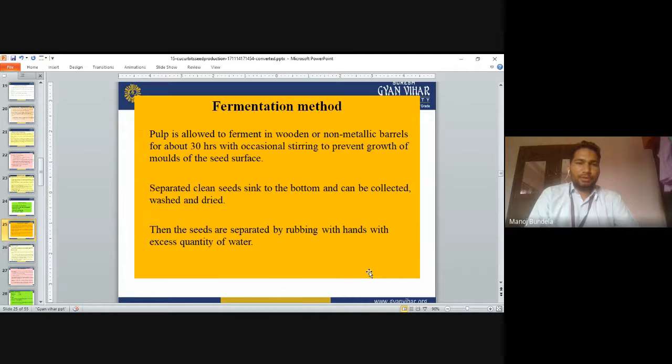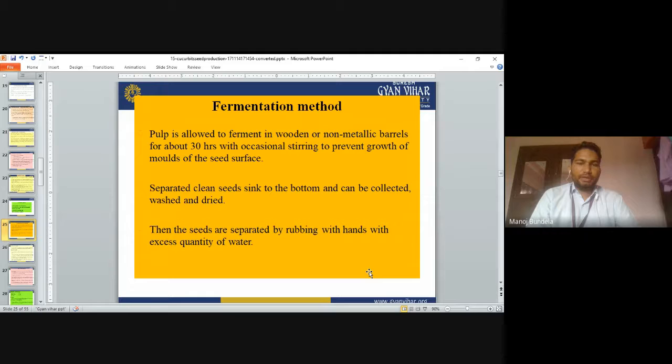Fermentation method: pulp is allowed to ferment in wooden or non-metallic barrels for about 30 hours with occasional stirring to prevent the growth of molds on the seed surface. So fermentation means we have to keep the fruits for fermentation for some time. During that time we have to stir continuously so that molds will not develop. For fermentation it requires 30 hours.